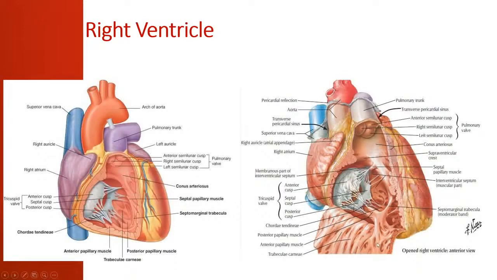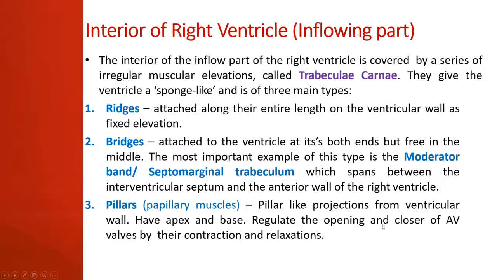We will discuss this. The rough part includes so many things. So the interior of the right ventricle, the inflowing part or the rough part, what we are having over here. Let's see. The interior of the inflow part of the right ventricle is covered by a series of irregular muscular elevations, and that's why it's called the rough part. Now it is called the trabeculae carneae. They give the right ventricle a sponge-like appearance. As they are having some irregularity, it will give a sponge-like appearance, and it is of mainly three types.